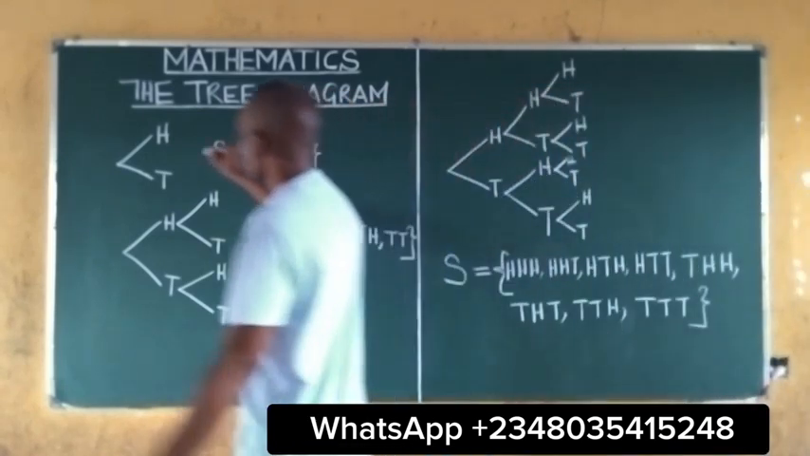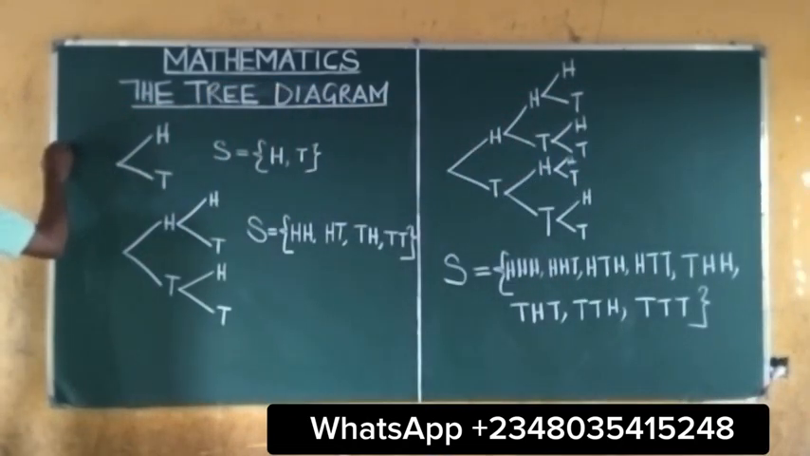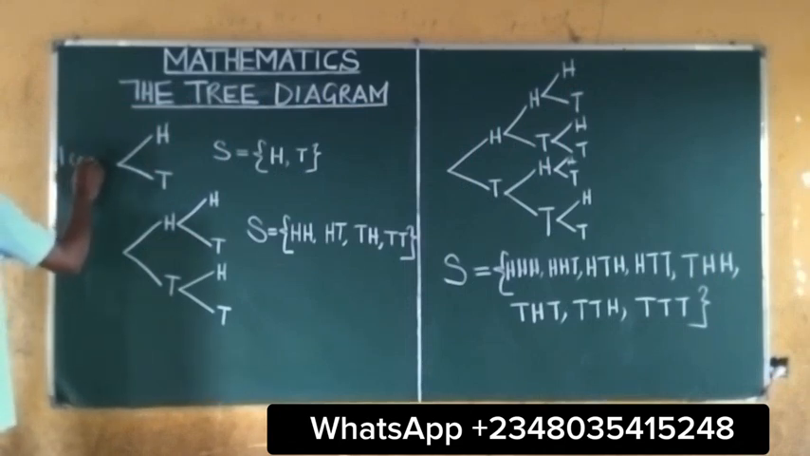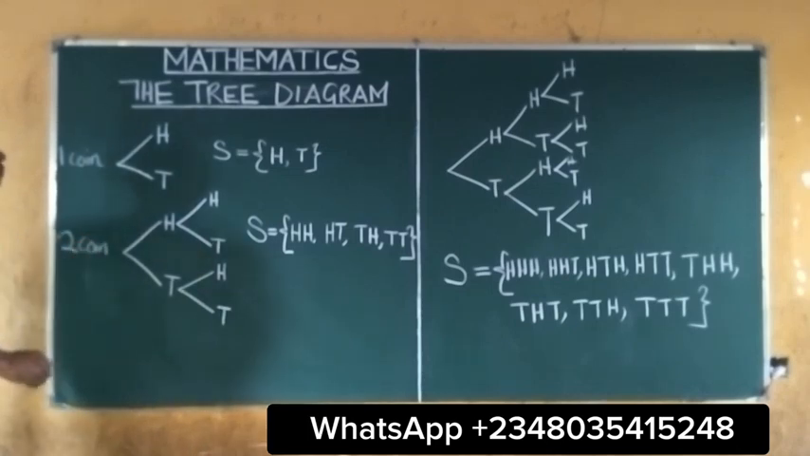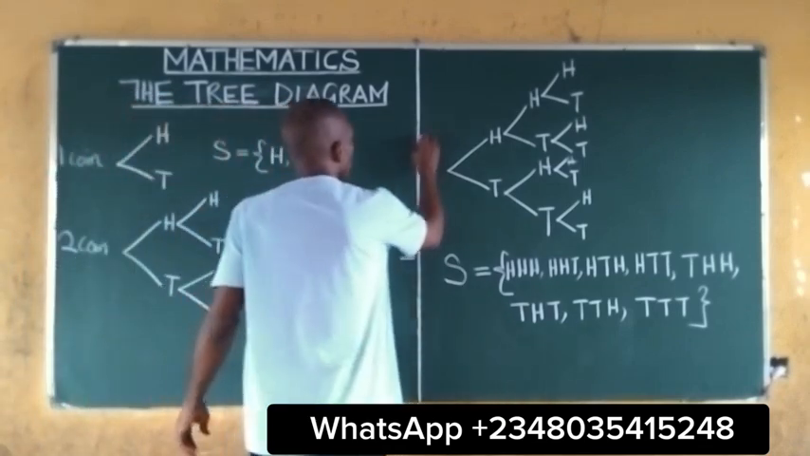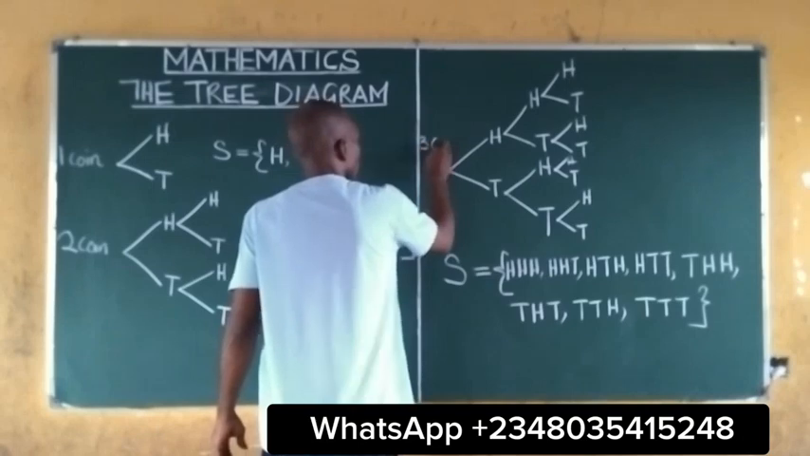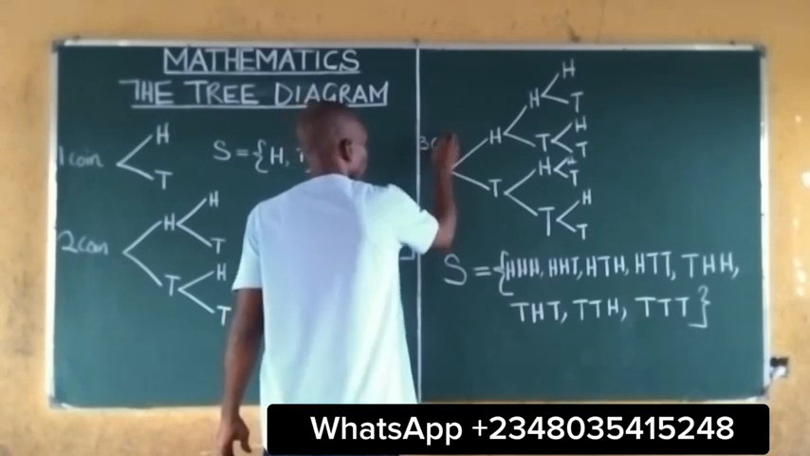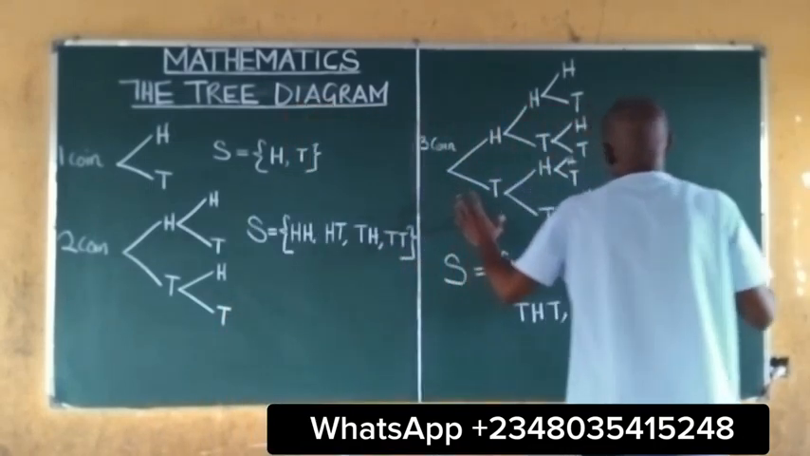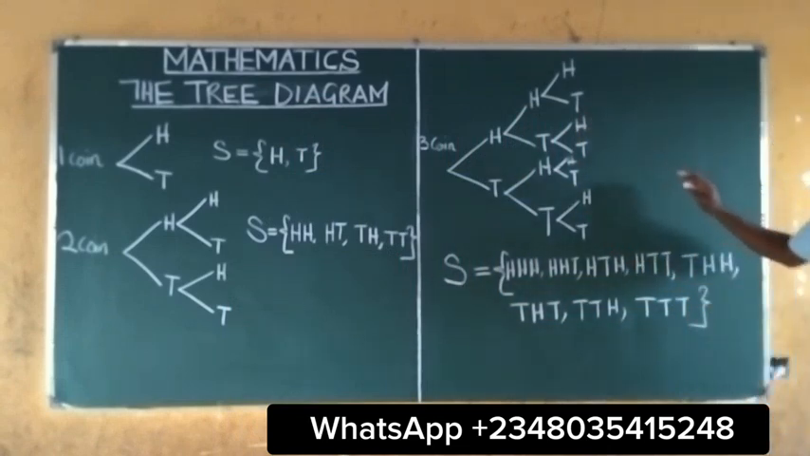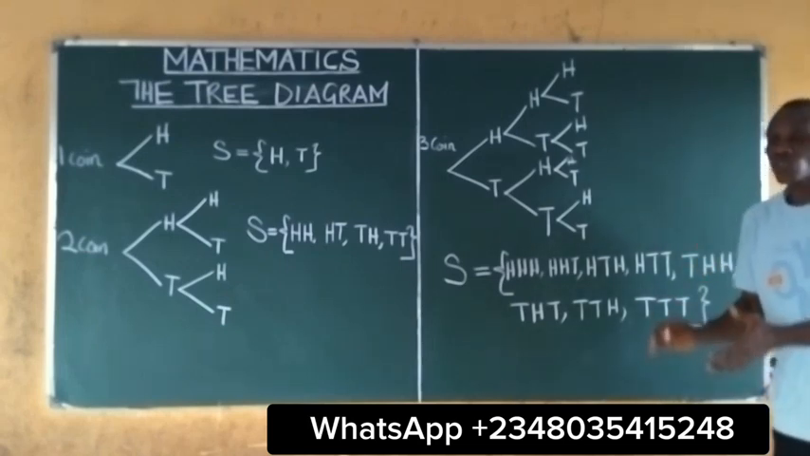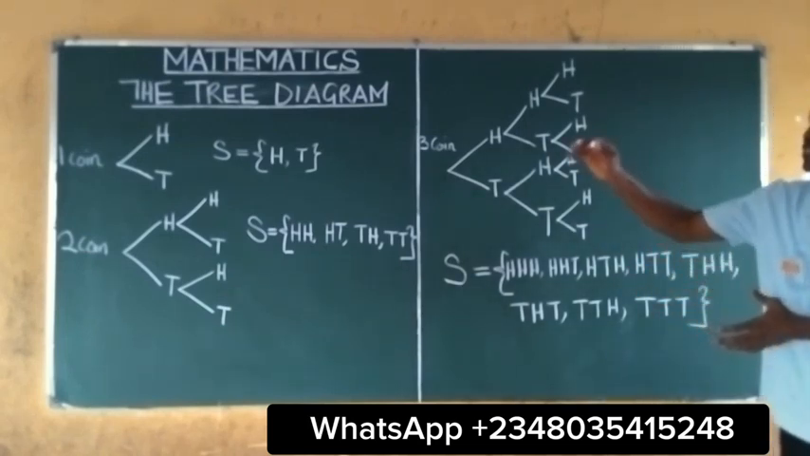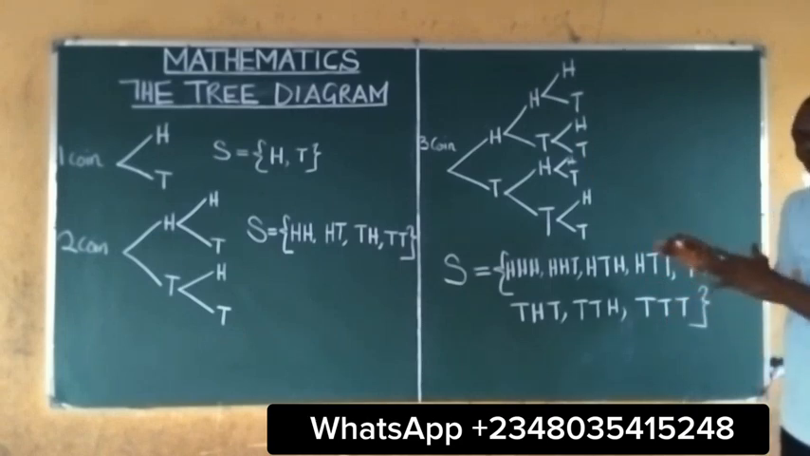This is for one coin, if you toss one coin. Here, if you toss two coins. And this place, if three coins are tossed. So this is just the concept of the tree diagram. This is how we can get outcomes when we are using the tree diagram on probability.